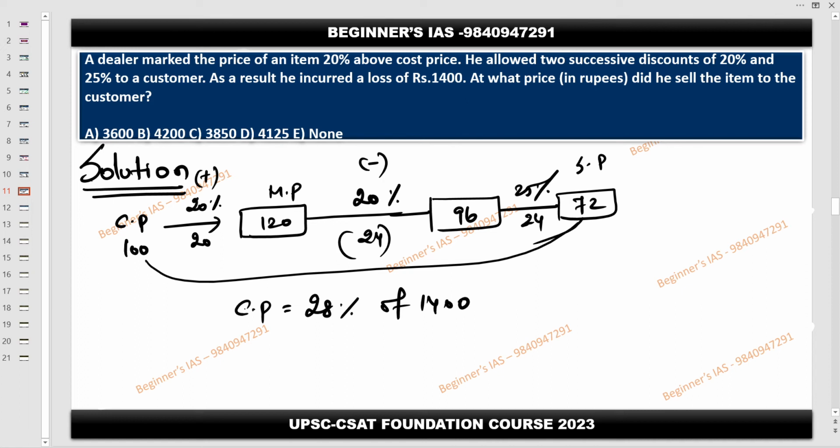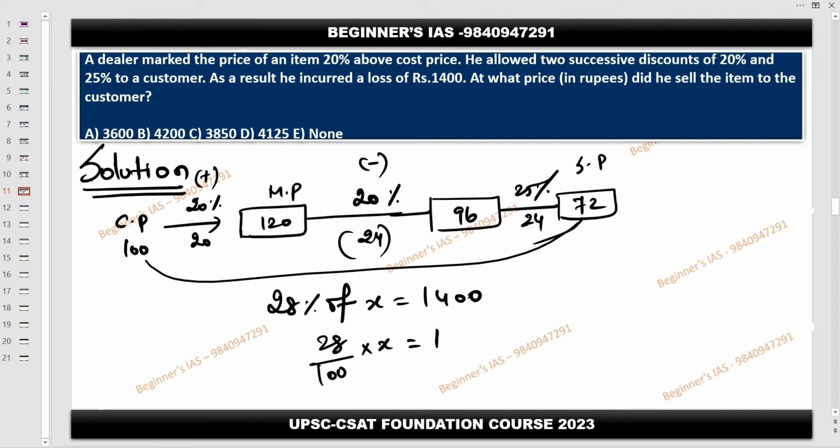28% of x is equal to 1400. 28 by 100 into x is equal to 1400. Then x is equal to 1400 into 100 by 28.